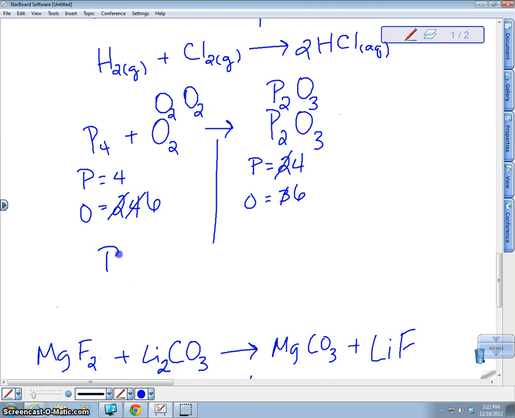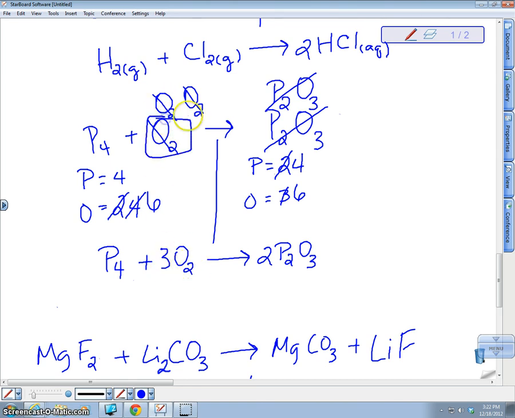So now I can write my balanced equation. I needed 1, 2, 3 O2s, and I needed 1, 2 P2O3s. Notice that I'm keeping it O2. I'm not saying O6 here. I'm saying I have 3 O2s because that is what I had. I had a little molecule of O2 and I had 3 of them sitting here to react.